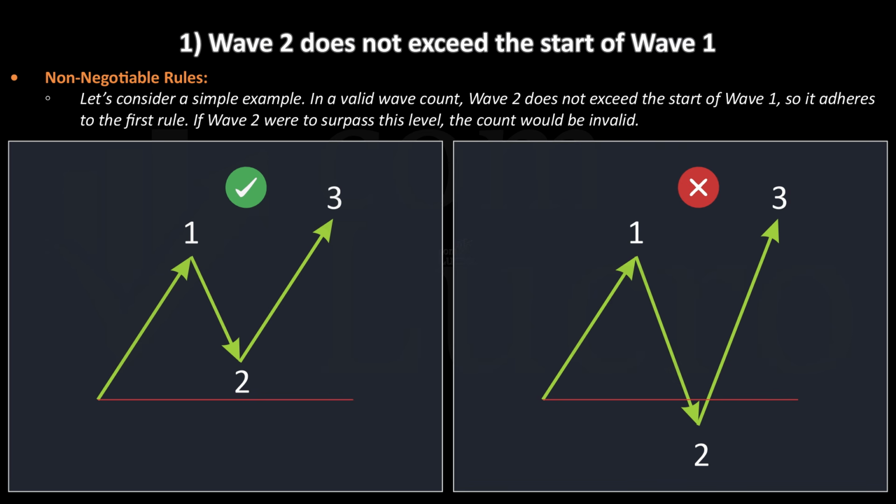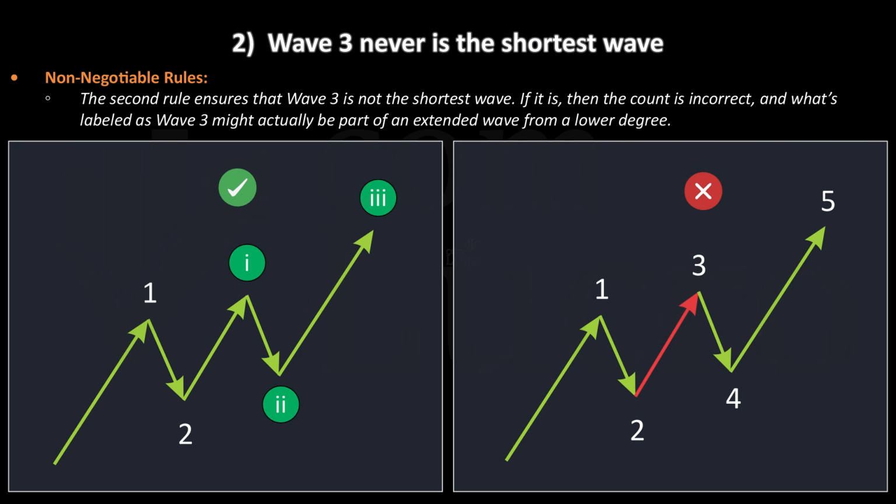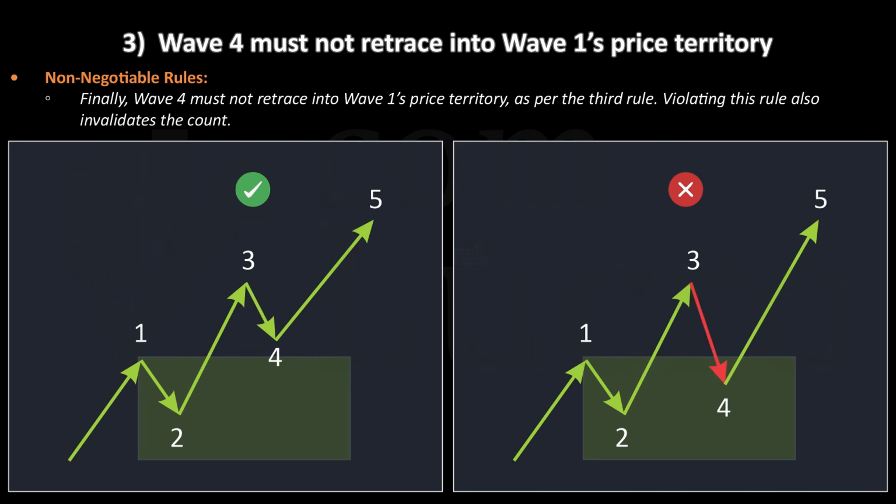Let's walk through a simple example. In this valid wave count, wave 2 stays above the start of wave 1, so the first rule holds. Had it dipped below that level, the count would be dead on the spot. The second rule holds as well. Wave 3 isn't the shortest of the motive waves. When it is, the count is wrong, and usually for a specific reason. What you've labeled as wave 3 is really part of an extended wave from a lower degree. Wave 4, in turn, never retraces into wave 1's price territory, which satisfies the third rule. Any overlap there would invalidate the count.